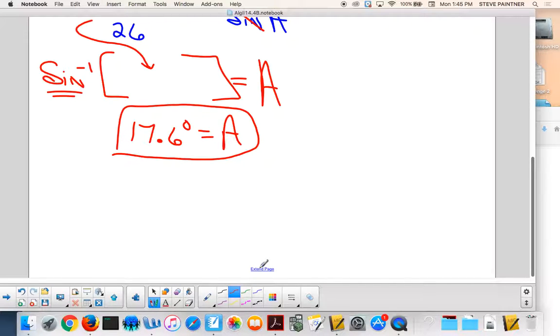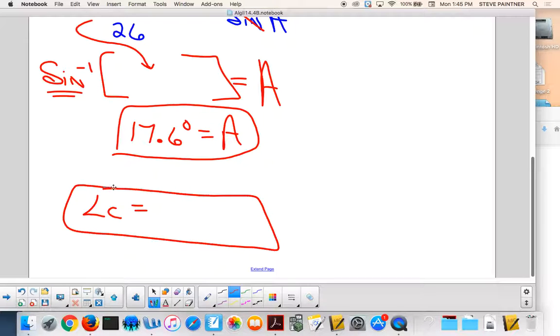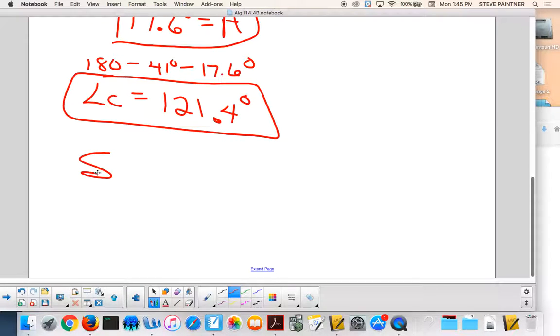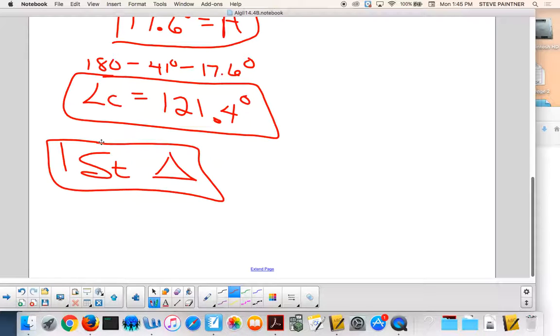Okay, so here's what I'm going to do. Angle C equals 180, take away the given. What was the given? 41. Take away what you found A to be, 17.6. And I heard Taylor said 121.4. Okay. Hey, the first triangle does exist. It's there, guys. Right here, I've got C, I've got A, I've got everything.